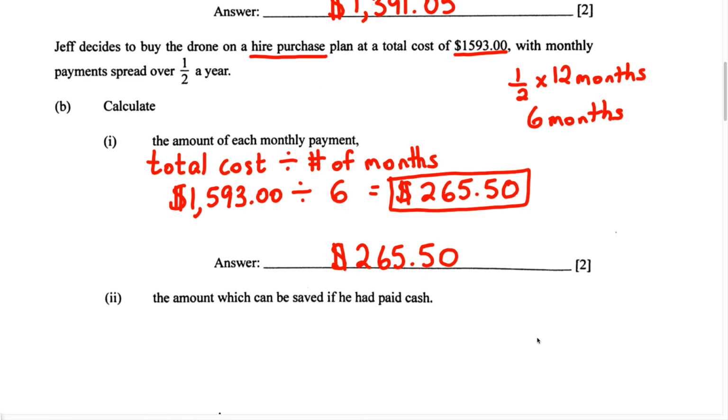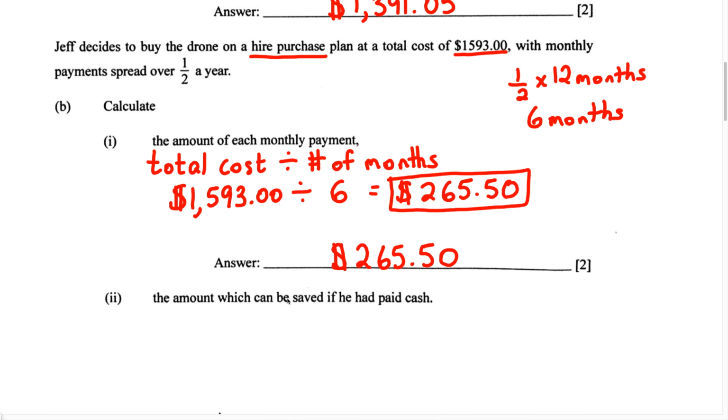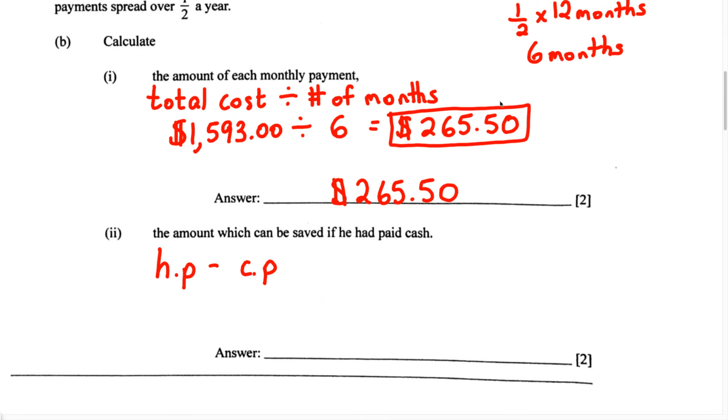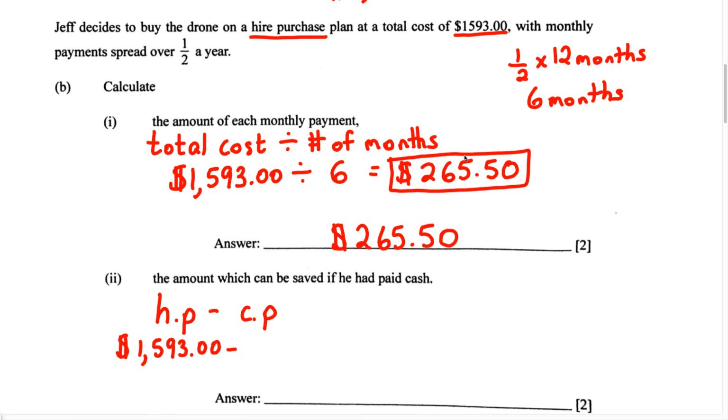Now the second part of B says the amount which can be saved if he had paid cash. So now to solve this, we're going to say hire purchase. I'm going to write HP for hire purchase minus cash price. Now for the hire purchase plan, he's going to pay $1,593. So we can write $1,593.00.